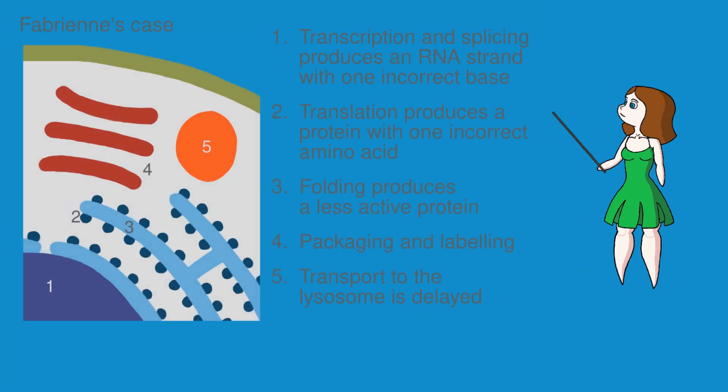Now, after Fabry-N's GLA gene is copied, we have a near-perfect strand of RNA with only one small mistake. When this strand is translated, one wrong amino acid ends up in the resulting chain. The ER manages to fold a protein out of it, but that protein is less active than it should be. Additionally, it takes longer to fold, suggesting dysfunction of the endoplasmatic reticulum.